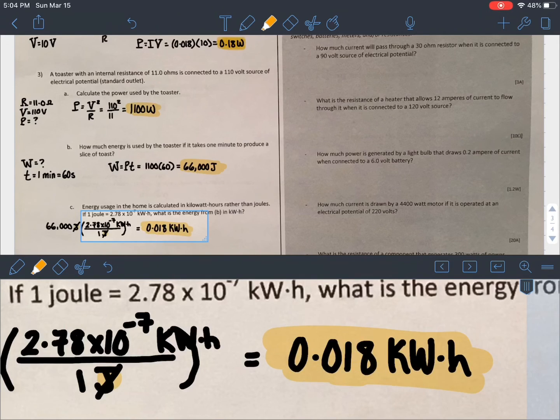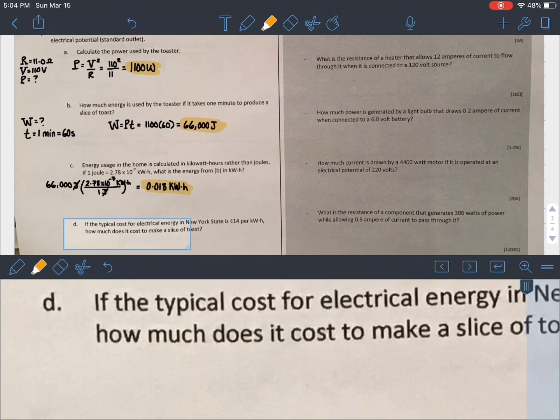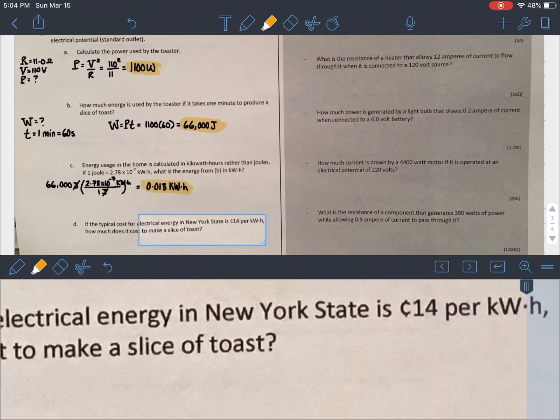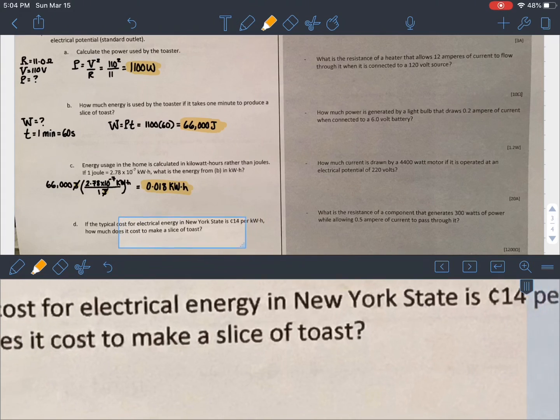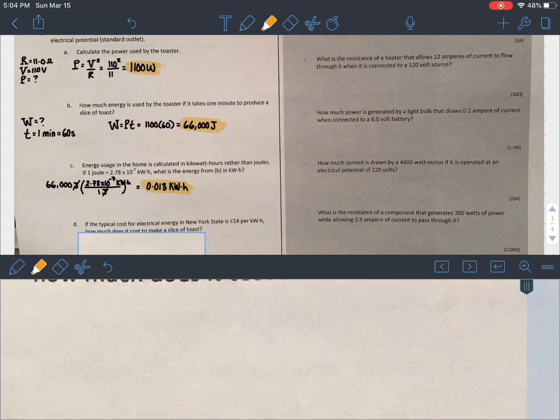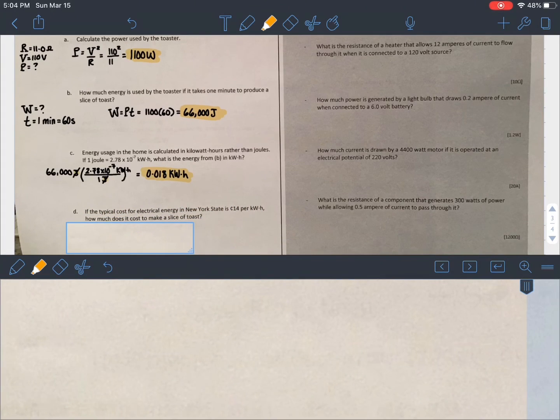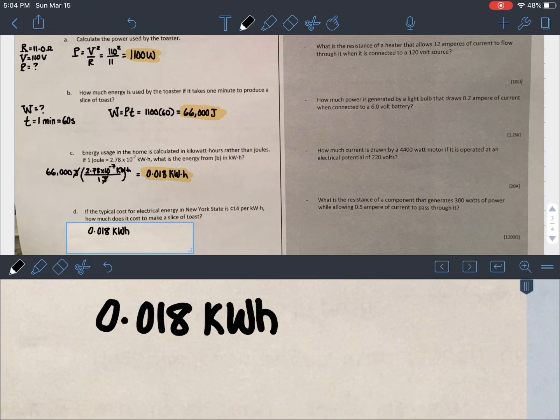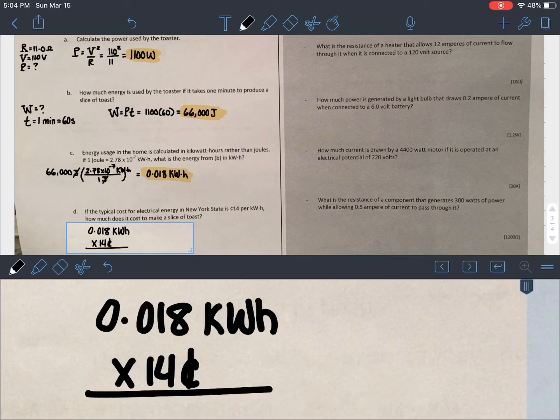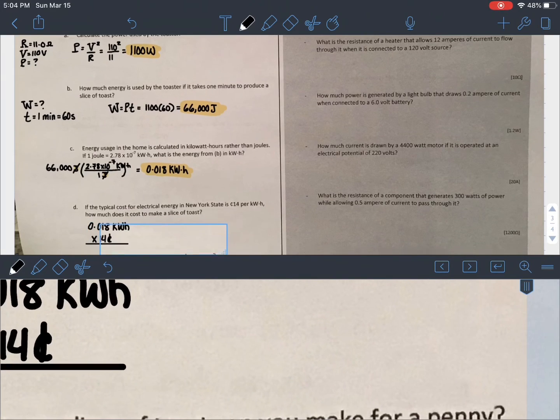If the typical cost for electrical energy in New York State is 14 cents per kilowatt hour, and I have never seen it written with the cent sign in front, how much does it cost to make a slice of toast? Well, I know that it's going to be 0.018 kilowatt hours times 14 cents, and it's going to cost 0.257 cents for a single slice of toast.